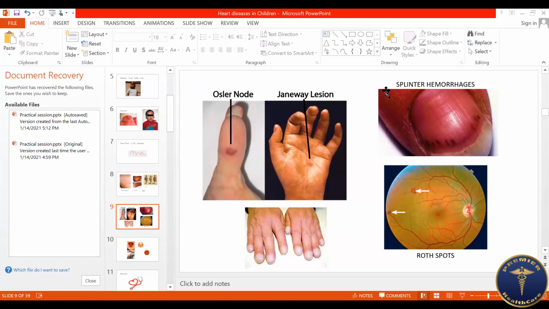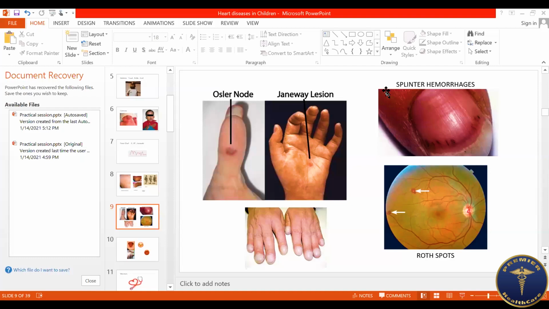Now compared to your teachers, I'm much better because I'm only asking you to remember 5 features. What are those? 5 features of infective endocarditis, not 30 features of Annelida. Osler's nodes, Janeway lesions, clubbing, splinter hemorrhages, and Roth spots. If you know that, you are done.